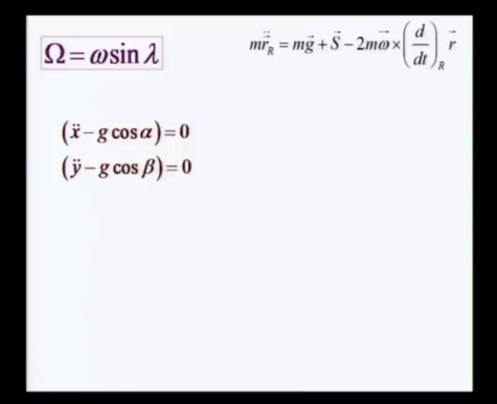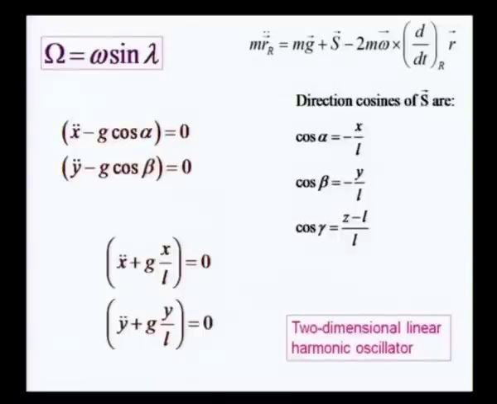All you have to do, g is the acceleration due to gravity, which you know, and cos alpha and cos beta are the direction cosines of the tension, if you remember. So, if L is the length of the pendulum, then minus x over L and minus y over L will give you cos alpha and cos beta, which comes straight from the geometry. By putting minus x over L for cos alpha, this minus sign and this minus sign give you x double dot plus g x over L equal to 0 and y double dot plus g y over L equal to 0, and essentially you have a two dimensional linear harmonic oscillator.